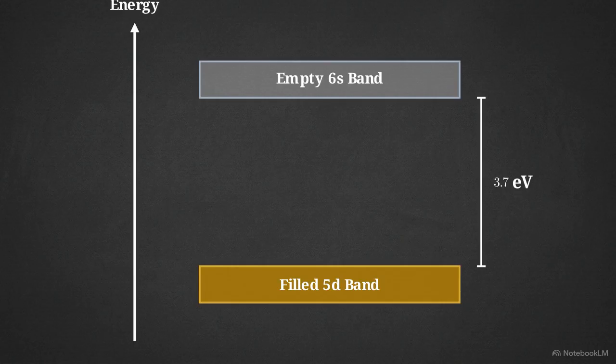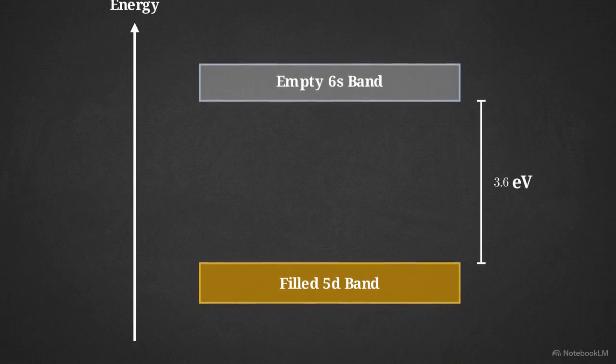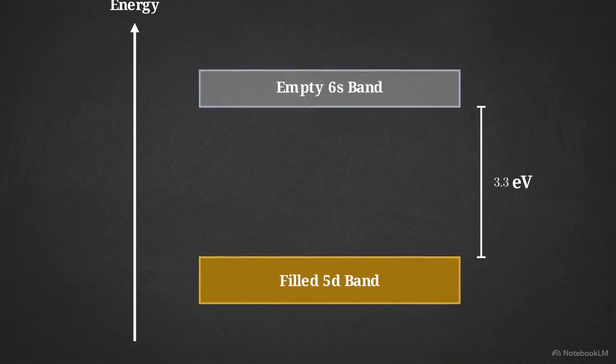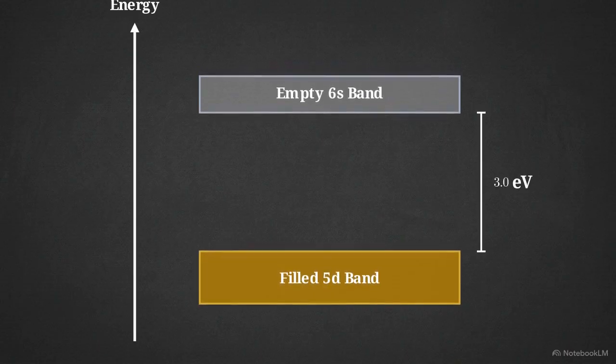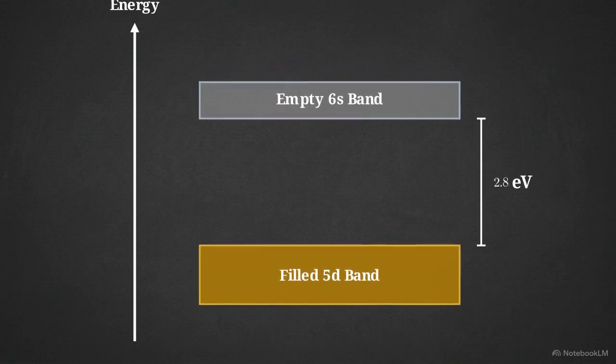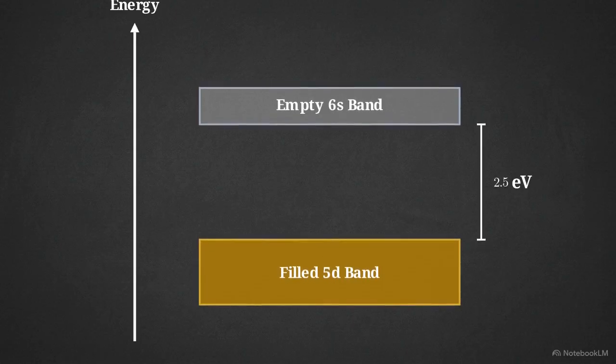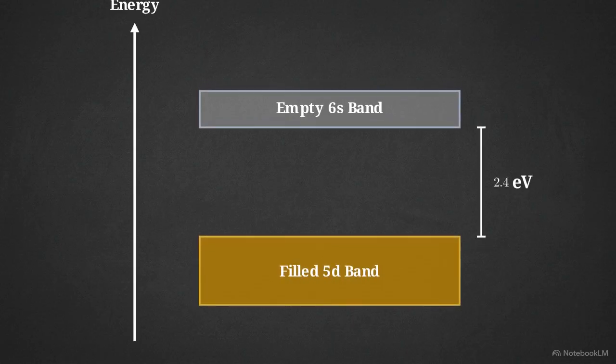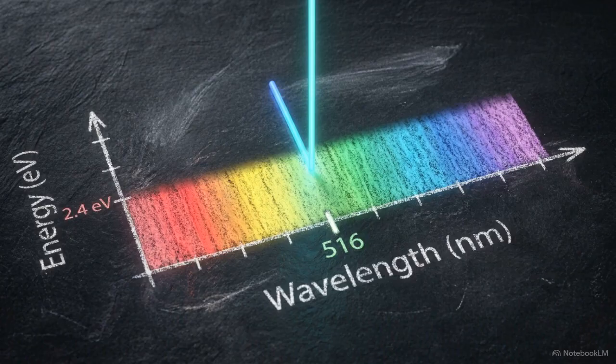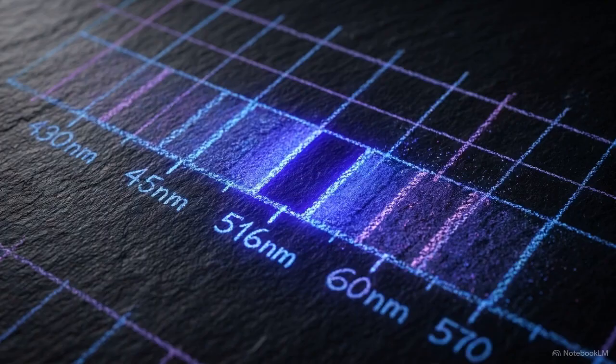This diagram shows the true energy architecture. Due to relativistic stabilization, empty 6s states drop down. Because of indirect shielding and spin-orbit splitting, filled 5d states rise up. The interband gap is crushed from both directions, narrowing to approximately 2.4 electron volts. In optics, an energy gap of 2.4 electron volts corresponds precisely to a photon wavelength of roughly 516 nanometers. That wavelength sits squarely in the blue and blue-violet region of the visible light spectrum.